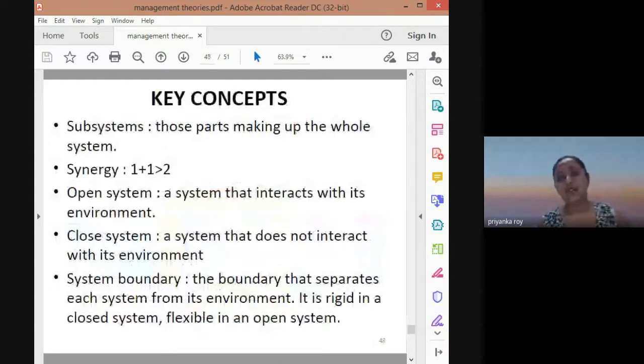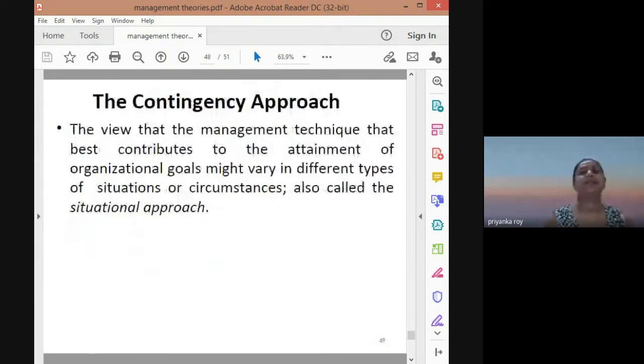Here the key concepts are the parts making up the whole system, that is synergy; an open system, a system that interacts with the environment; a closed system, a system that does not interact with the environment; and the system boundary, the boundary that separates each system from its environment. It is rigid in a closed system and flexible in an open system.